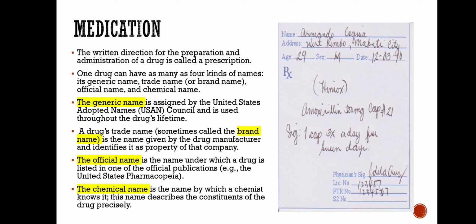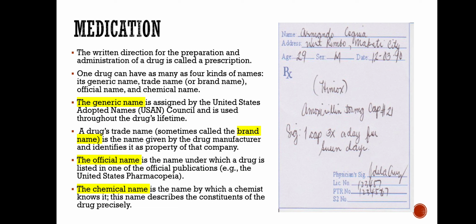Nagkaiba lang sa brand name, generic name, trade name, okay, the official name, and the chemical name. Pag sabihin nating generic name, it is assigned by the United States Adopted Names or USAN Council and is used throughout the drug's lifetime. Pag sabihin naman nating trade name or brand name, it is the name given by the drug manufacturer and identifies it as a property of that company.